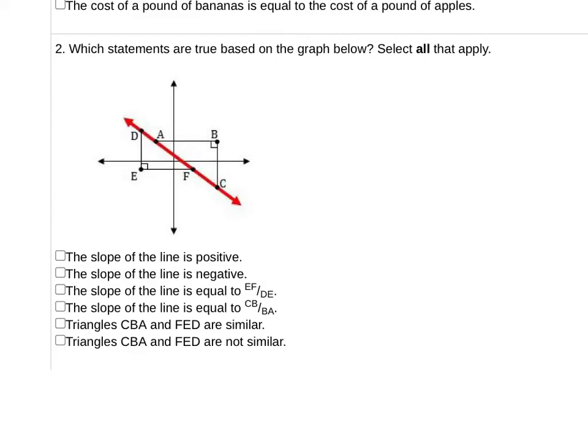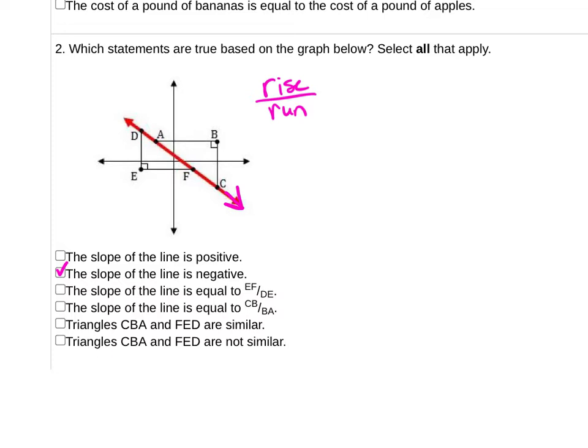Okay, so I'm going to go over a few quick questions you might have from the study guide. Number 2, which statements are true based on the graph below? Select all that apply. This graph is using rise over run, and it's using the slope to form the third side of a triangle. So the first one says the slope of the line is positive, and since it's going down to the right, that's not true. So it is negative, the second choice.